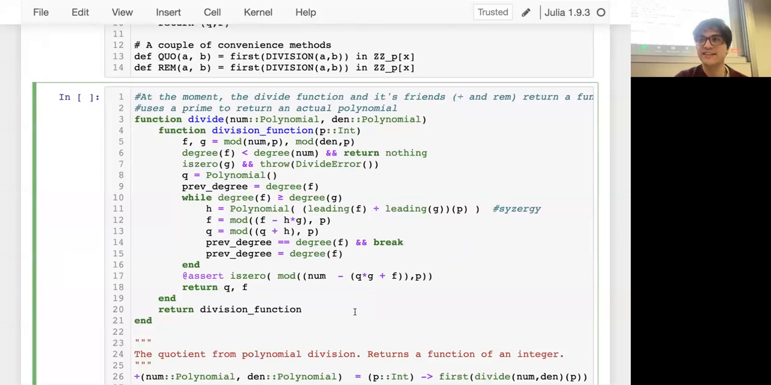And have you studied this a little bit? What's weird about this? I'm not returning a polynomial. I'm returning a function. Why do you think that's the case? So what did you say first? Yeah, exactly. I can't perform the division algorithm until the coefficient ring is a field. And the coefficient ring is not a field until you tell me what prime I'm working over.